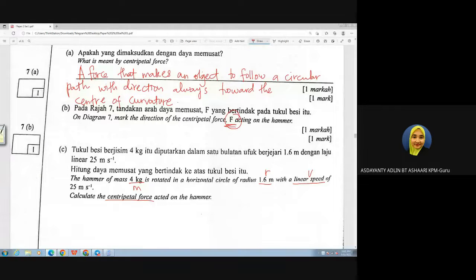Okay, awak dia bahagialah bagi siap-siap ya. So centripetal force formula mv square over r. Masukkan saja dalam formula tu. So mass, v 25 square, dan radius 1.6. Okay, kemudian calculator. So jawapan 1562.5. Okay, don't forget this is force, centripetal force, unit must be in Newton.